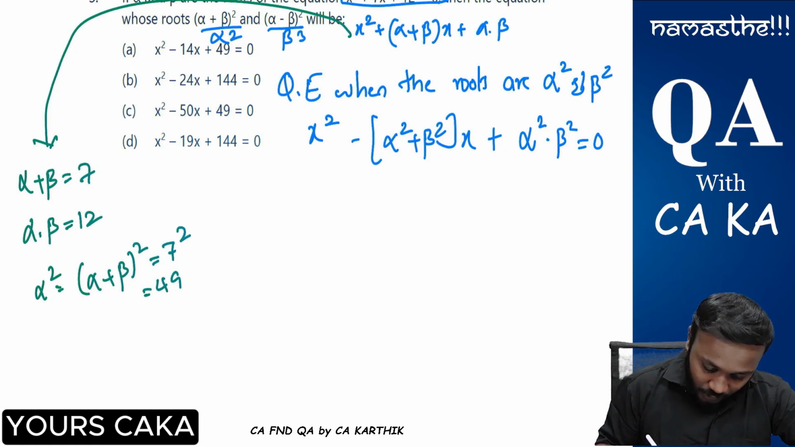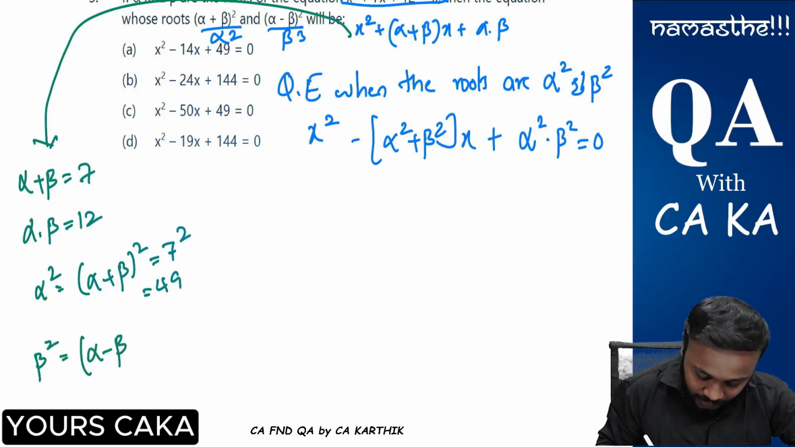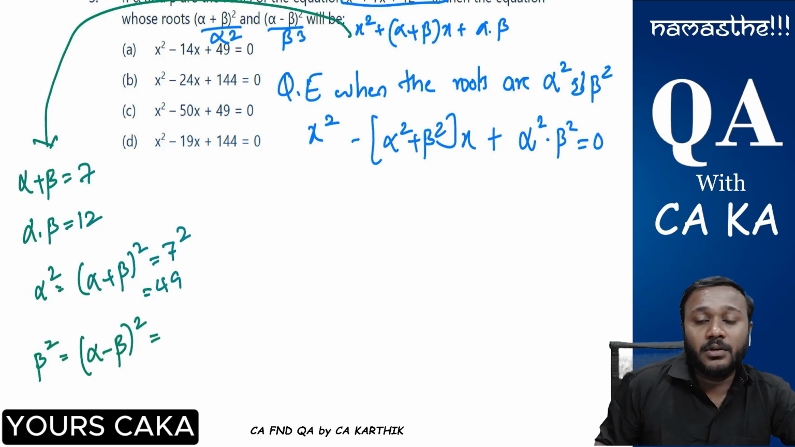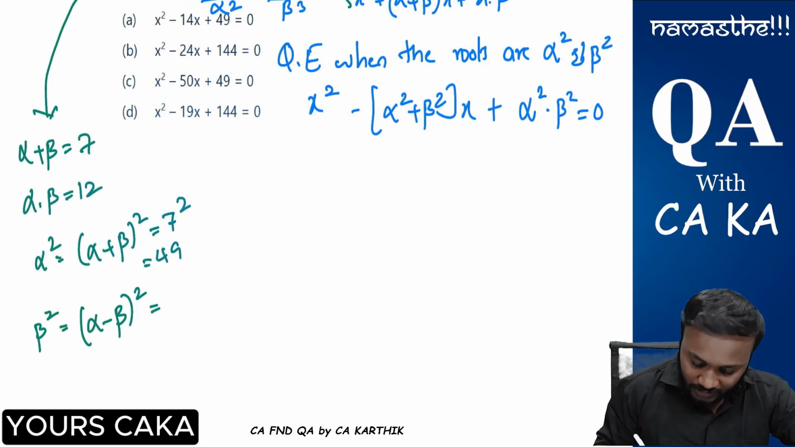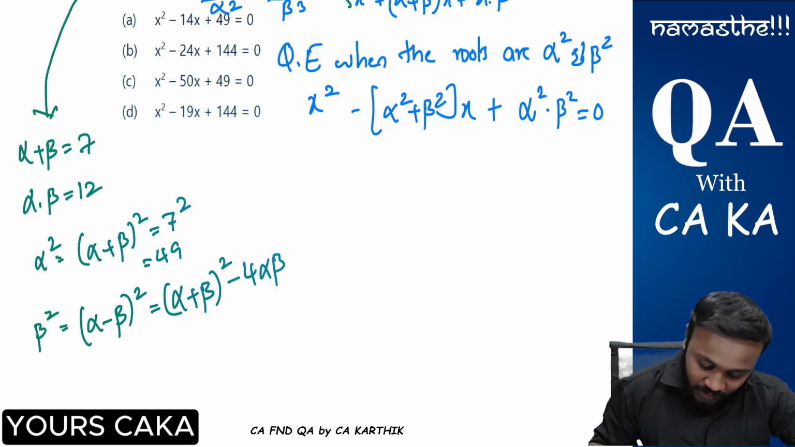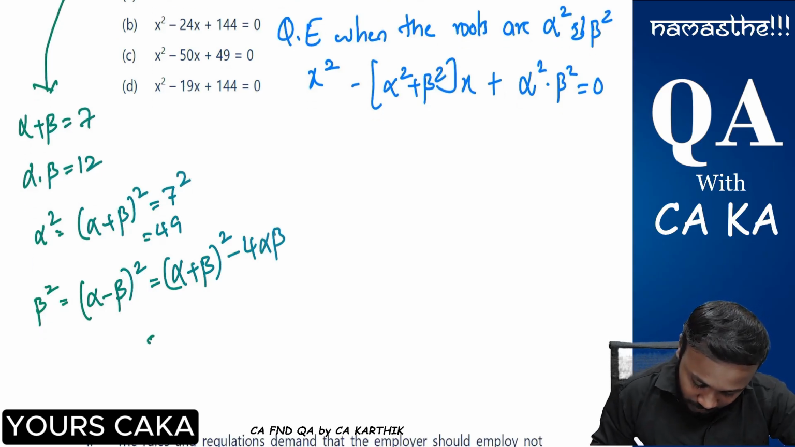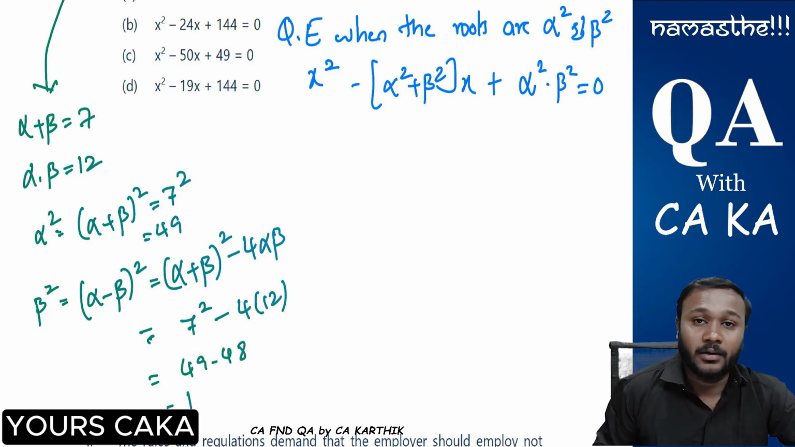Good. Now your beta square, which is alpha minus beta whole square. Now there is no alpha minus beta in your question. So how to get alpha minus beta whole square? This can be got this way: alpha plus beta whole square minus 4 alpha beta. When you solve this, let's solve. Alpha plus beta is 7, 7 square minus 4 alpha beta, alpha beta is 12, so 49 minus 48 will get 1.